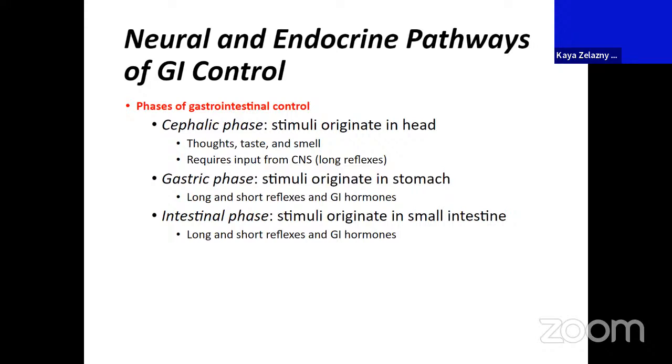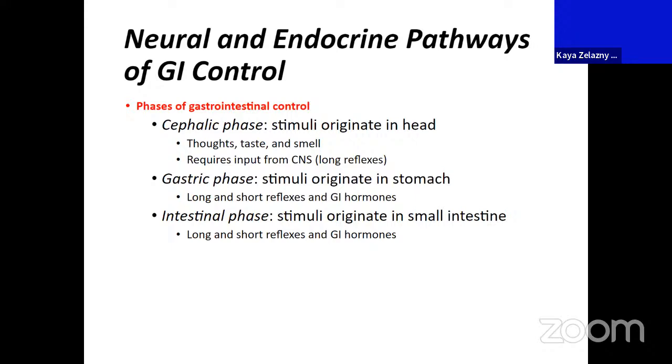We're going to have some signals coming from your head. So anytime you see that CEPH beginning, that has to do with the head. That's like a Greek root for head. Gastric phase, we're going to have some reactions that happen when we get to the stomach, right? So like we have gastric juice, gastric is the stomach. So gastric phase signals are going to come from the stomach.